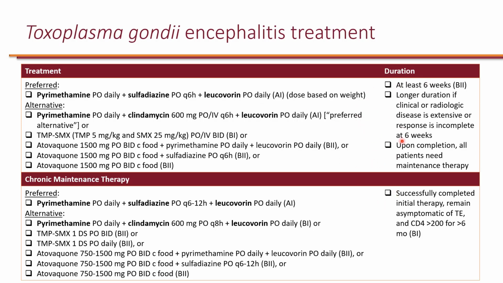And then once you finish the treatment, you just continue the same treatment as chronic maintenance therapy, or you can also call this secondary prophylaxis. You just keep continuing the treatment until the patient is not only asymptomatic, but you want to make sure the CD4 is more than 200 for at least 6 months.